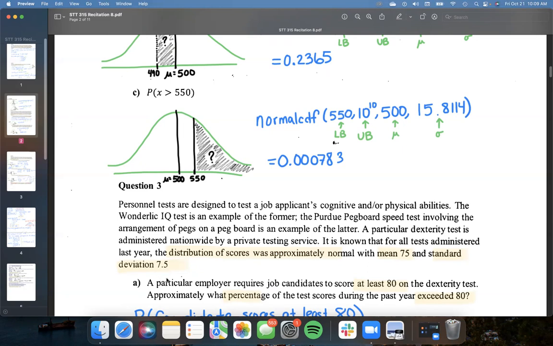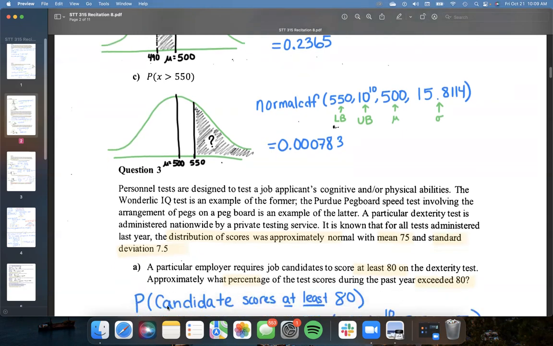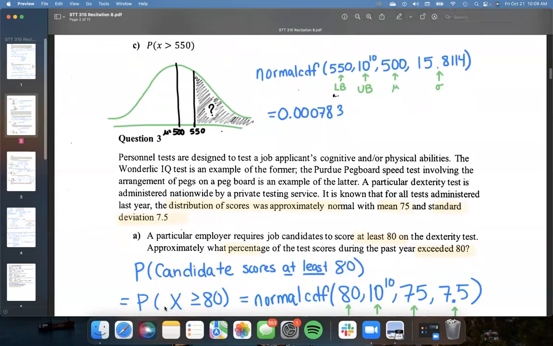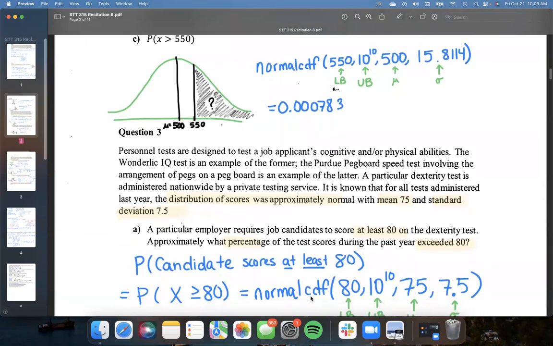Part A, a particular employer requires job candidates to score at least 80 on the dexterity test. Approximately what percentage of the scores during the past year exceeded 80? So here we're interested in the probability that the candidate scores at least 80 on that dexterity test. So that's the probability that x is greater than or equal to 80. So we're going to use the normal CDF function.